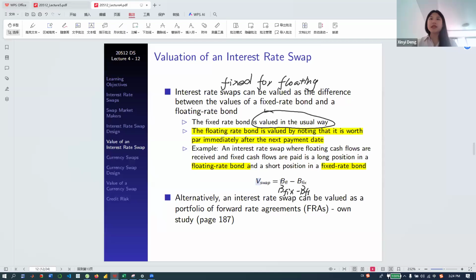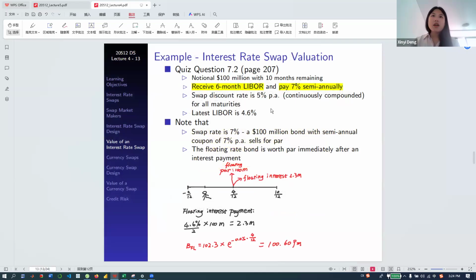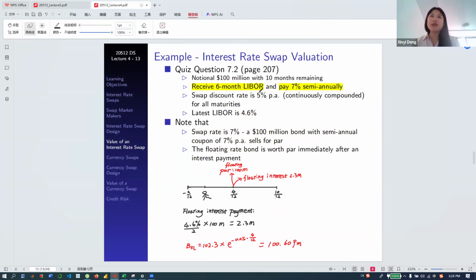So we will just be using this formula here. And the information we know is that the discount rate we are going to use is 5% per annum. And the compounding is continuously compounded. So this is important, because this basically determines the discounting factor you use. And we also know that the latest LIBOR is 4.6%.